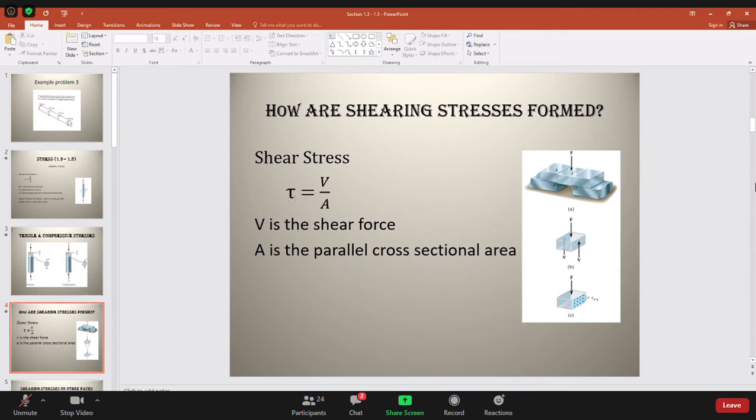And once again, the units of tau remain the same because it's the same kind of thing. It's force divided by area, Newton per meter squared, which is Pascal. So for both normal stresses and shear stresses, the units are the same, Pascals. And the definitions are sigma and tau. Sigma is P over A, tau is V over A.